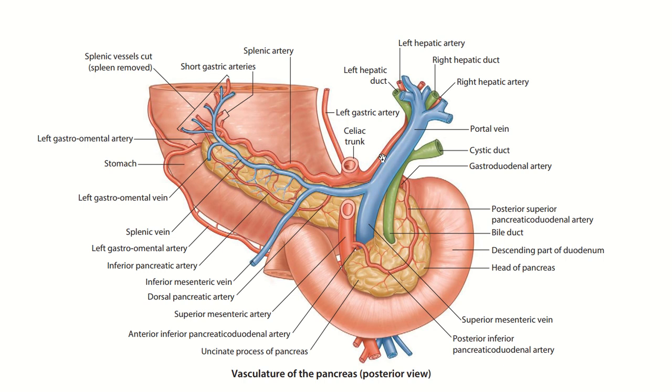The lymph is actually easy. Since the pancreas is coming from the foregut, and also from the midgut, it is going to drain into the celiac and superior mesenteric lymph nodes. Done. What about innervation? The innervation, the sympathetic and the parasympathetic of the pancreas, they are both coming from the celiac plexus and from the superior mesenteric plexus.